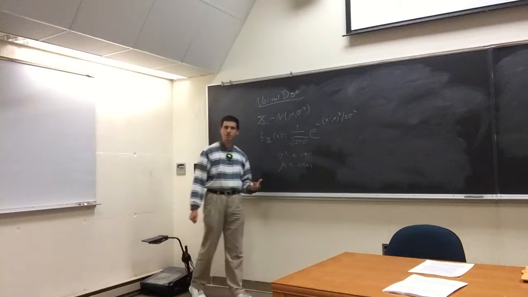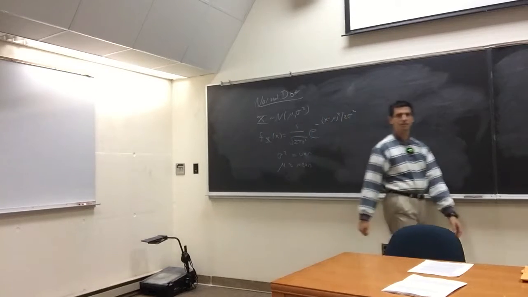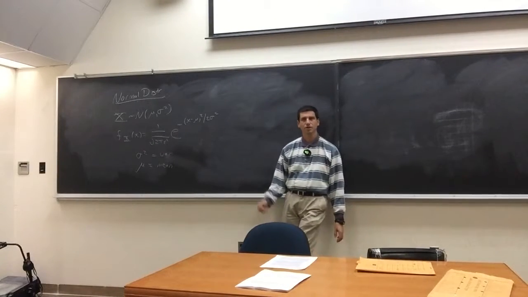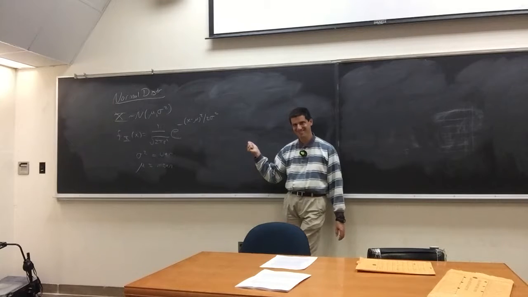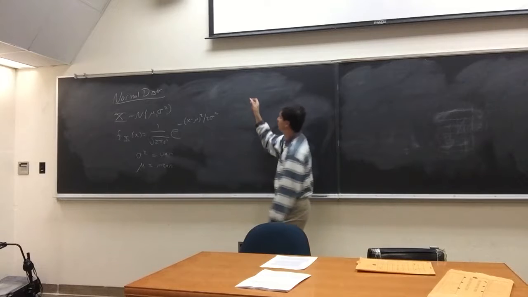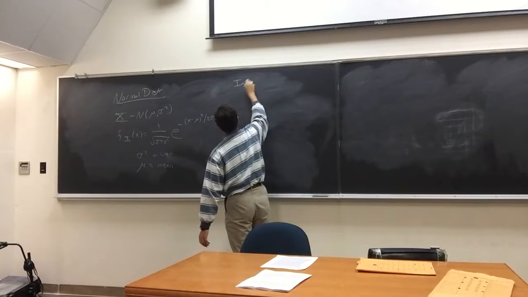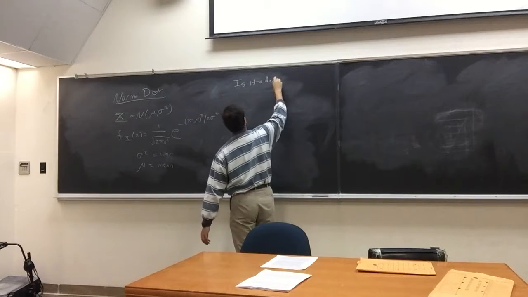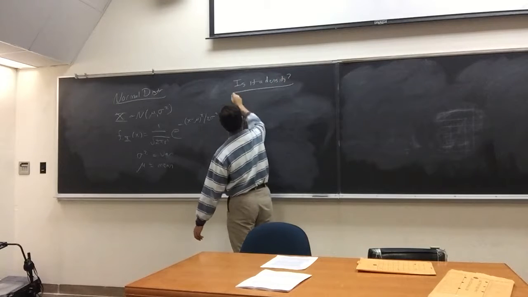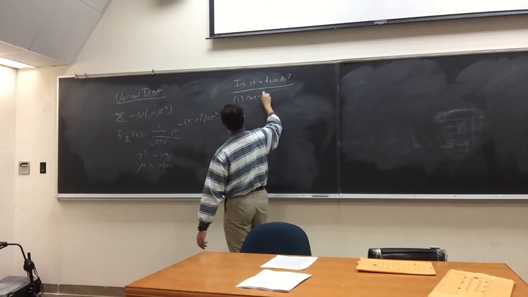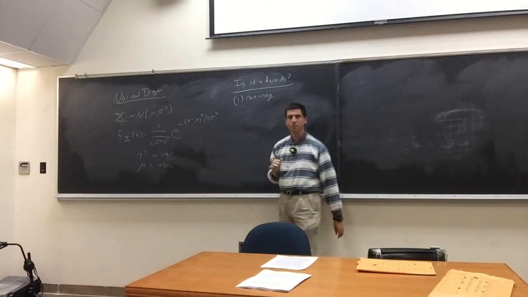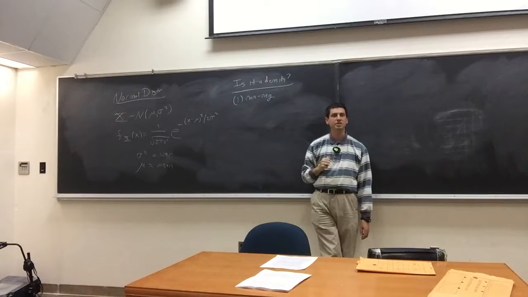What are the 2 conditions we must check? Greater than or equal to 0. And the sum or the integral is 1. Okay? The non-negativity is easy. So is it a density? So 1, it is non-negative. That's not bad. So the next is we need to show that it integrates to 1.